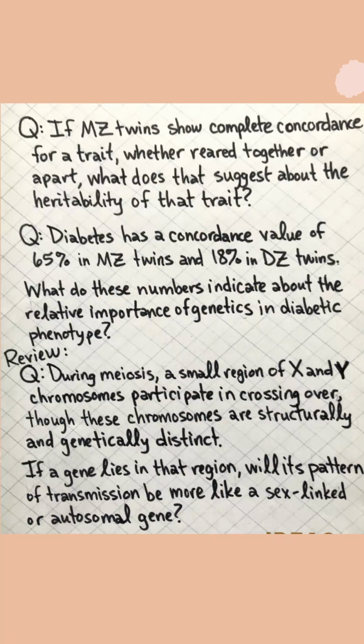Because those genes could be carried on an X or a Y chromosome, it's not actually going to behave like a sex-linked characteristic, because even though it's technically on the sex-linked chromosome, X or Y, it could be on either. Those genes on that small region that participates in crossing over behave like autosomal genes when we're looking at patterns of inheritance. We've reached the end of this video.